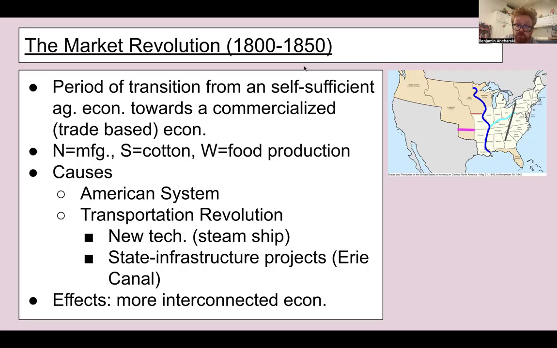For better in the form of increased general economic prosperity, but for worse because if the economy of one place falls flat, the economy of all the places is going to fall flat. If the North's economy collapses, then it doesn't need so much cotton from the South, and it doesn't need so much food from the West. And all of that is connected.